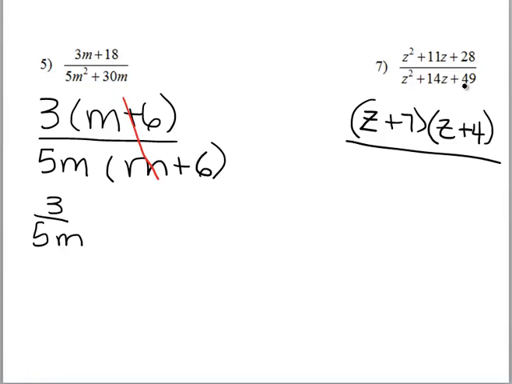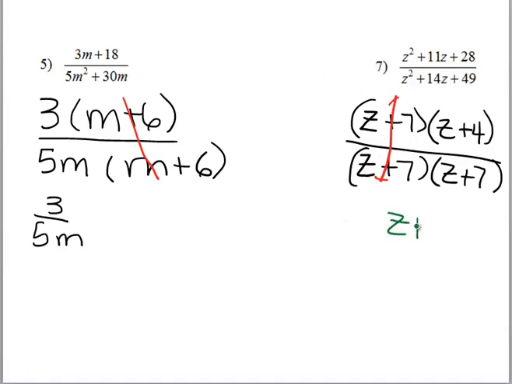7 times 7 is 49. That's a perfect square, so we'll do this. So that's going to be z plus 7 times z plus 7. Normally I would write that as z plus 7 squared, but I have some work to do. Those two cancel out because they make a 1. And that's going to leave me behind with z plus 4 over z plus 7. And that's the answer for that one. So again, you're going to stop and copy.